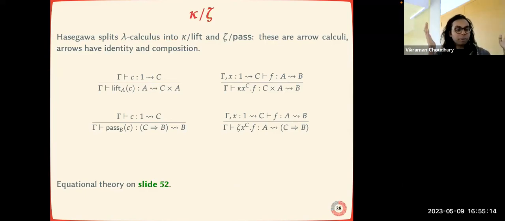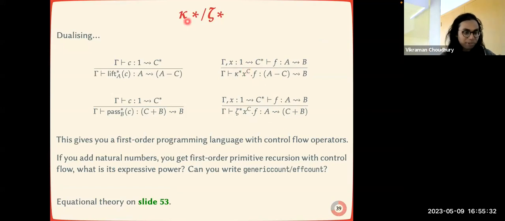And from functional completeness, this is a less known paper of Hasegawa, where he splits lambda calculus into kappa and zeta, and he produces these first order arrow languages where you have these binding operations called kappa and lift, and zeta and pass. So kappa doesn't have functions, and zeta only has functions. This follows from functional completeness. If you dualize, you can produce kappa star and zeta star, and I did that.